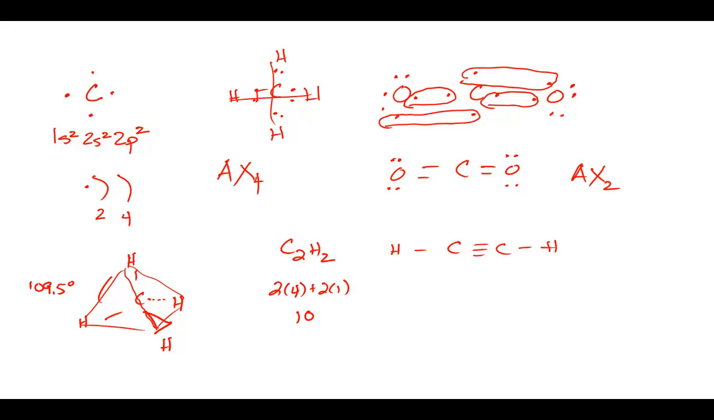Anytime you see AX2, the geometry is always going to be linear, because you want to keep the bonding electrons as far away from each other as possible, and so by making this linear, you have 180 degrees as the angle. Same thing with acetylene. We would treat this a little differently because it does have 2 centers. It has a carbon here and a carbon here. But if we look at each one of those carbons, it's AX2, and AX2 is still going to give us a linear geometry. Why do we need to know this?